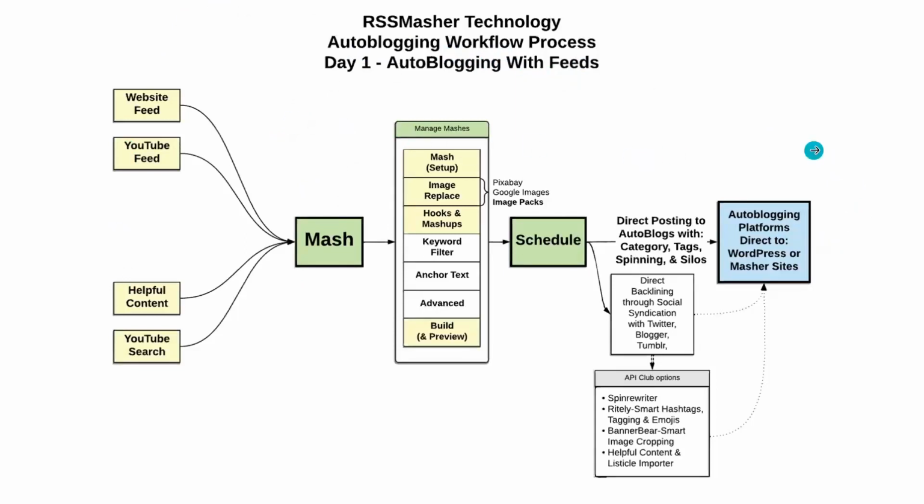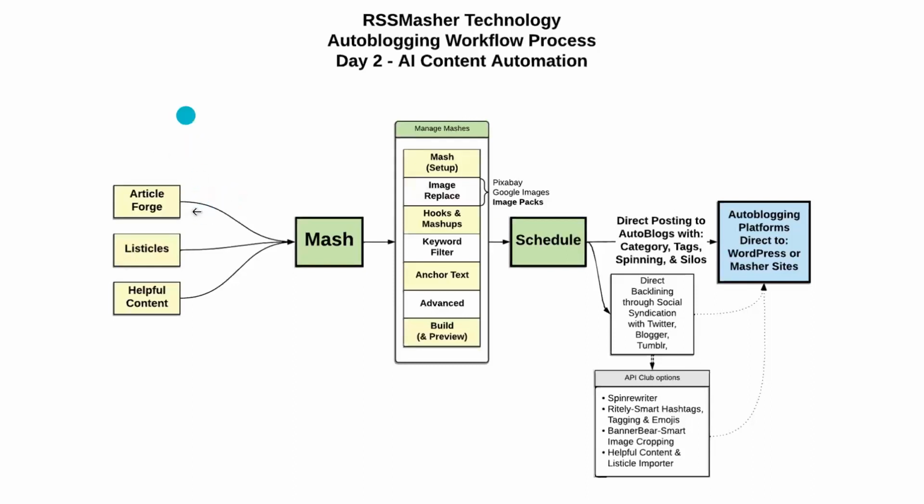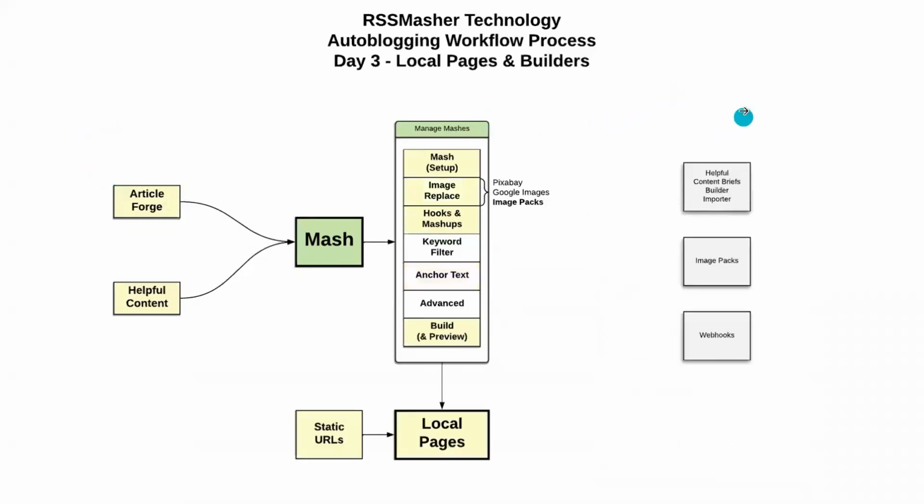Okay. Day 2, we talked about AI content automation. So Article Forge, we have listicles, and we have helpful content. The one box I didn't put in here is external content. Okay, you can add your own external content. Probably in the next couple months, you'll have AI Masher that will just blow your socks off. So you'll go into mash, you'll use the hooks and mashups, anchor text, build and preview. Okay. And I explained how we did all this.